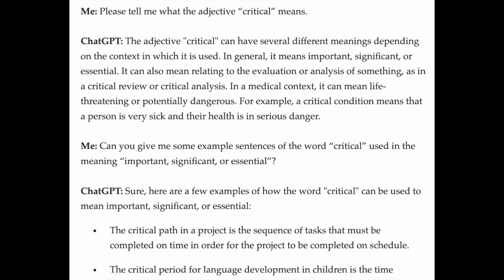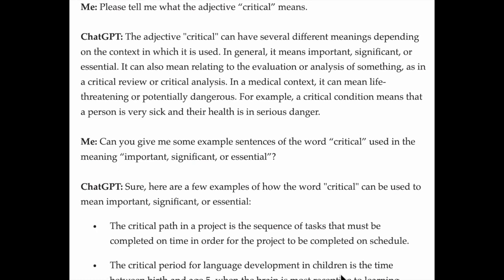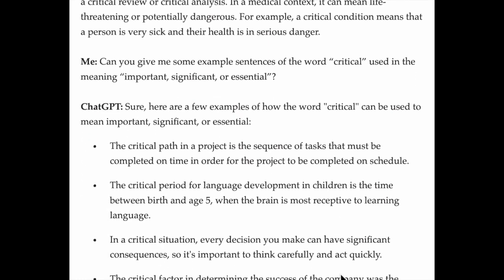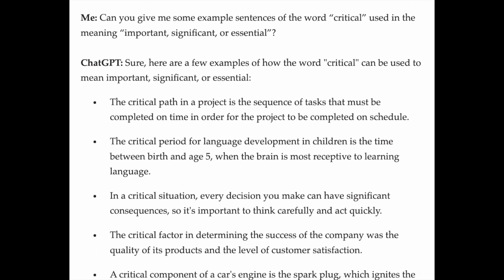Interesting, the first paragraph doesn't include the meaning to say bad things about people, to say negative things, which is maybe the most common meaning in conversation. It gives a meaning important and relating to analysis, evaluation, and also a medical meaning. But anyhow, after getting those definitions, which were all fine as far as they went, I asked for some example sentences.